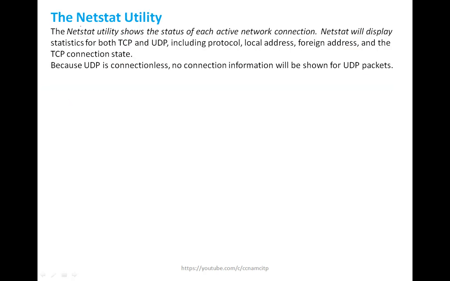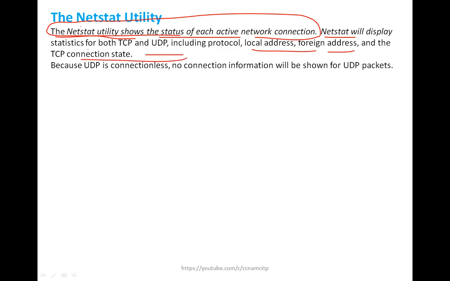So the next utility is the netstat utility. So guys, the netstat utility shows the status of each active network connection. Netstat will display statistics for UDP as well as TCP, including protocol, local address, foreign address, and TCP connection state. So this much information will be provided by the netstat utility. Because UDP is a connectionless protocol, no connection information will be shown for UDP broadcast.